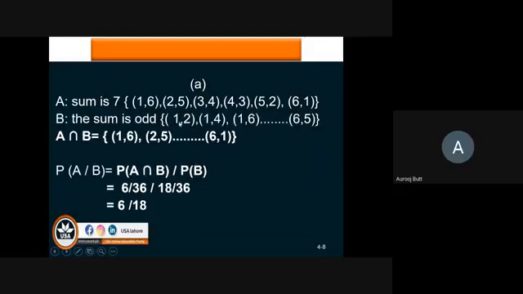Sum is odd means you have these outcomes whose sum is resulting in an odd number. So 18 sample points are there whose sum is an odd number, and you need to divide it by the total number of sample points, and that is 36. So 36 by 36 will cancel out, and the probability you get is 6 by 18. So this is the probability that the sum is 7 given that the sum is odd. So that is equal to 6 by 18.